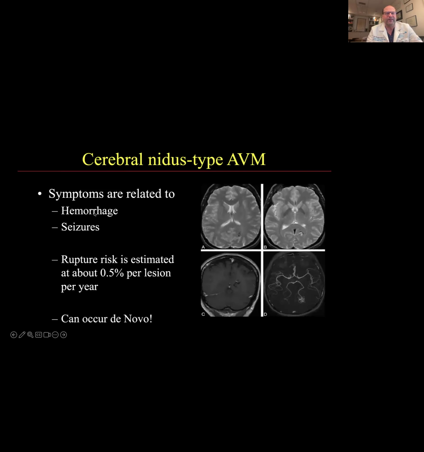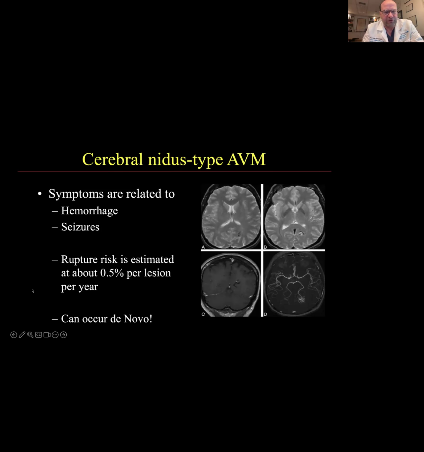Patients with nidus type AVMs can either present with hemorrhage or with seizure, and the rupture risk is estimated at about 0.5% per lesion per year, which means that if you are, let's say, diagnosed when you are 30 years old and your life expectancy is at least 50 more years, and you own one, then the possibility of this AVM to at one point in time hemorrhage over your lifetime is in the range of 25%. And this has to be balanced against the risk of treatment that we will also speak about later on.